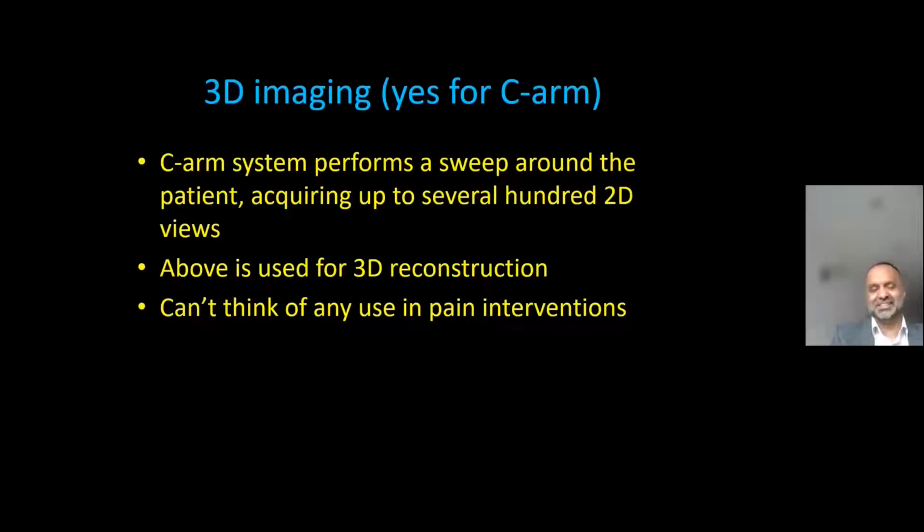I don't know why I put this slide up there. 3D imaging, yes, the C-arms can do 3D imaging. This is a lot of radiation. There's then computer reconstruction for doing 3D imaging. I cannot see any use of this in the chronic pain setting.